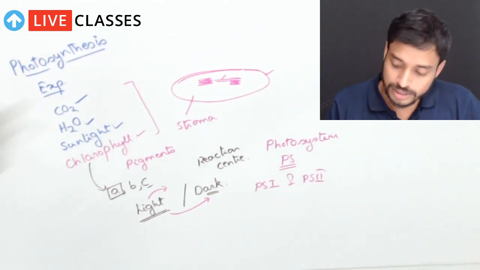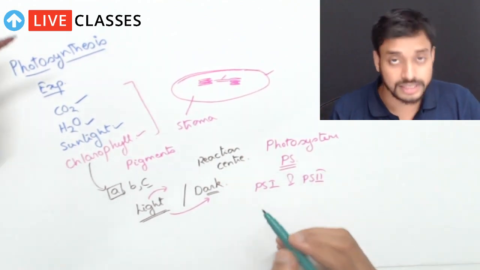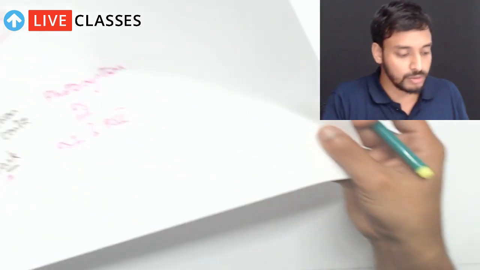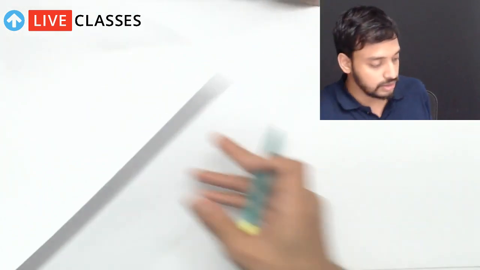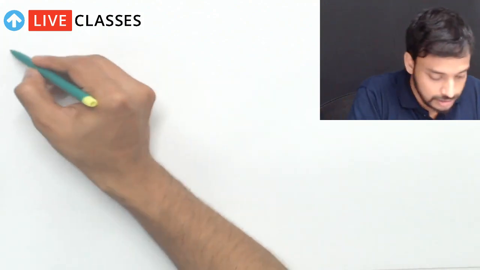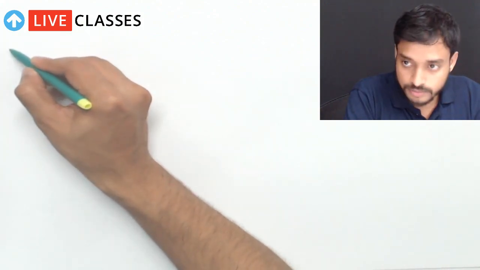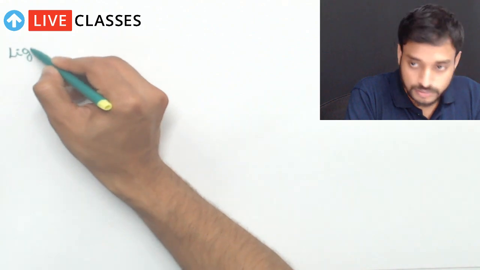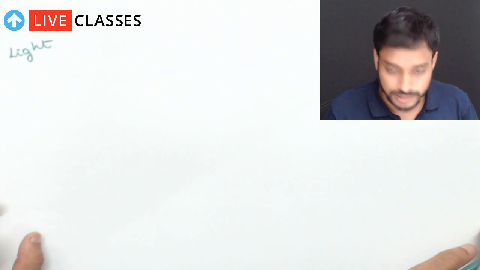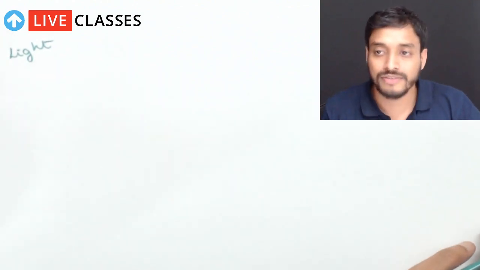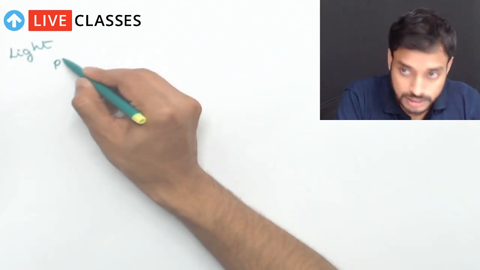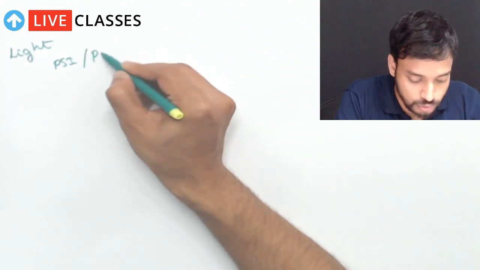Now we'll talk about an interesting fact. Let's start our discussion with the light reaction first. So we'll talk about the light reaction. So let's start a discussion. Light reaction. Right. So in this process of light reaction, we will talk about these two systems, photosystem 1 and photosystem 2.